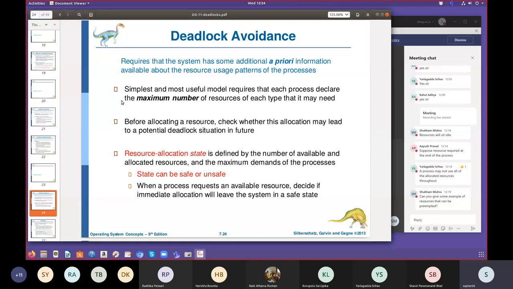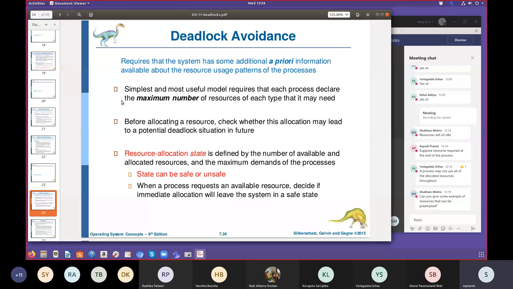Now, there can be two options. One is the resource is not available. In that case, the process definitely has to wait. Second case is the resource is available. So now the key question is, should the OS allocate this resource immediately to the requesting process? Or should the process be made to wait?